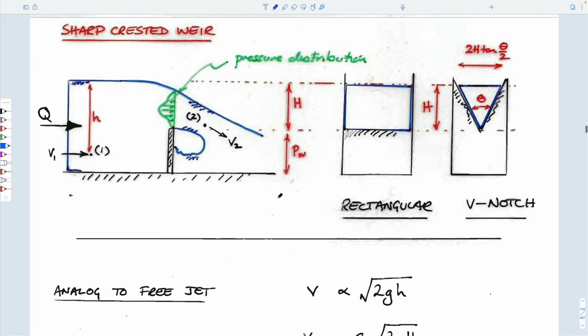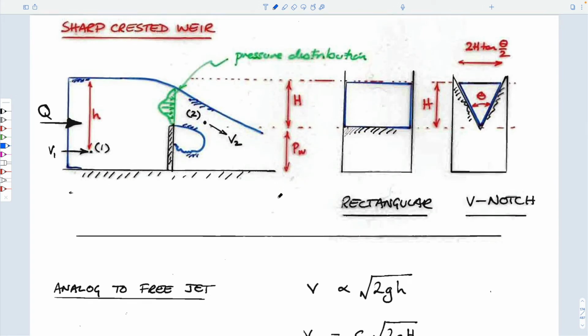For an overshot weir, such as this, or a sharp-crested weir, then perhaps the analogy with a free jet is much more apparent. You have this flow. You can imagine that the flow was completely horizontal until you get to this point, and then it goes on some other trajectory as you go downstream. But the reality is, because of this vena contracta effect, you have this dip.